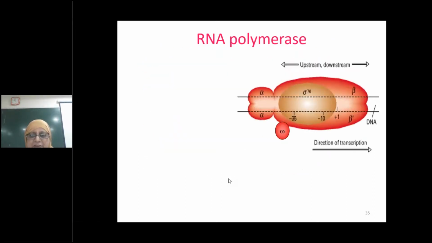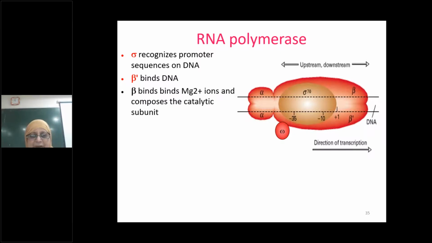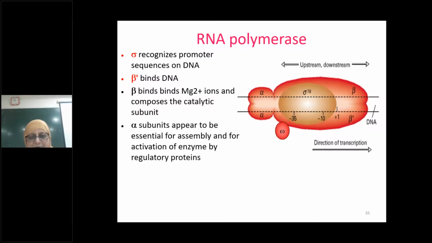Now each subunit of the RNA polymerase has its own function. The most important is sigma, which recognizes the promoter sequence on the DNA. Then you have beta prime, which binds the DNA. The beta binds the magnesium ions and composes the catalytic subunit. The alpha subunits appear to be essential for assembly and for activation of the enzyme by regulatory proteins.